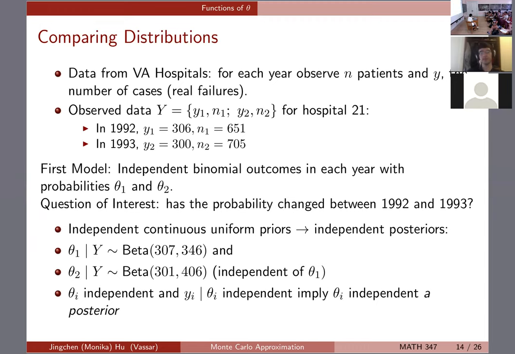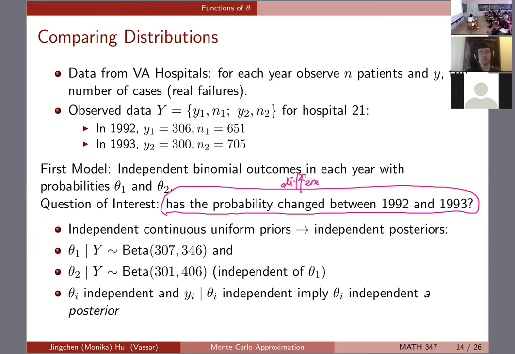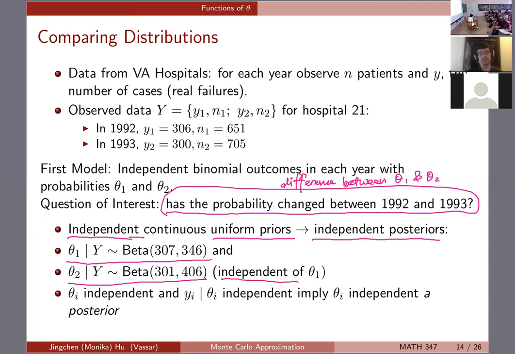But before we move on to the next one, the question of interest is whether the failure probability is going to change between these 2 years. Let's talk about the difference between theta one and theta two in this particular setup. If you start with an independent uniform prior for each of these binomials, then you're going to have independent posteriors. This will be your first posterior for theta one, and theta two is your second posterior. Because you have independent priors, it's going to be independent posteriors as well.